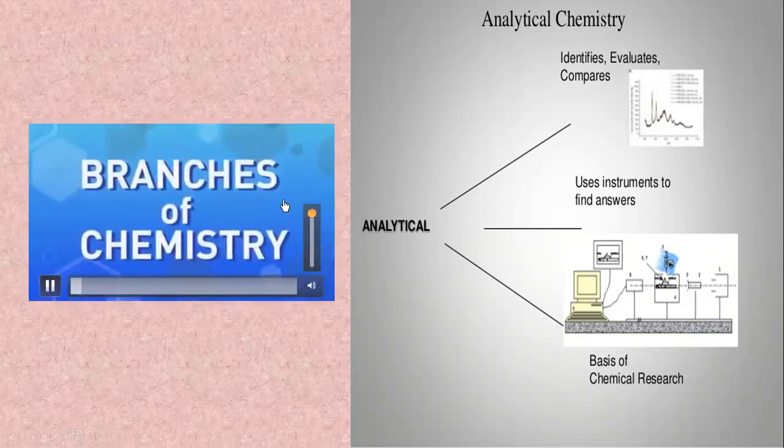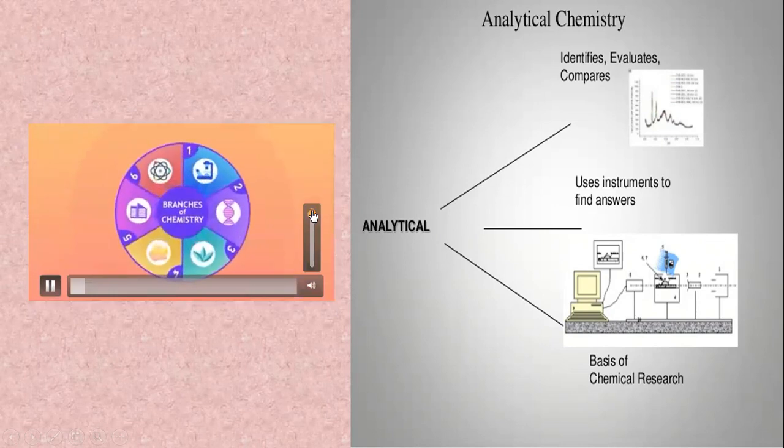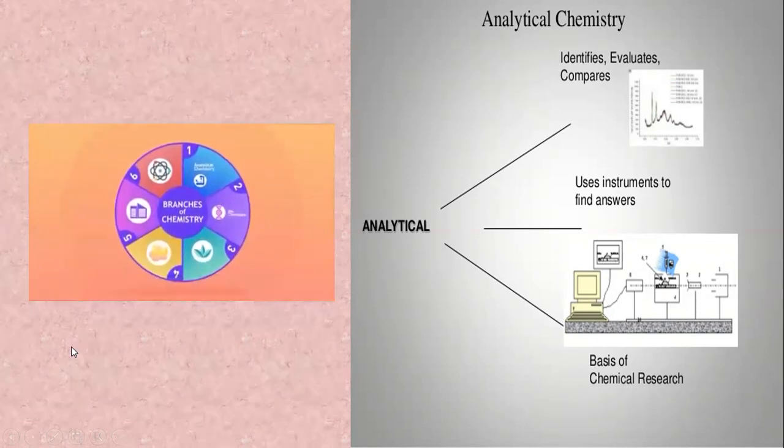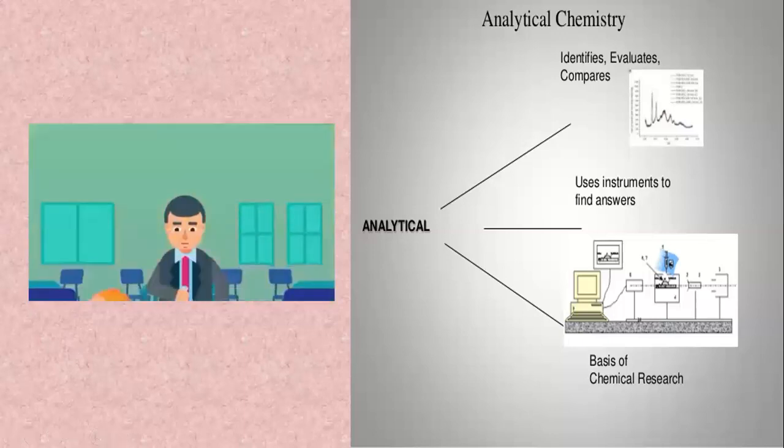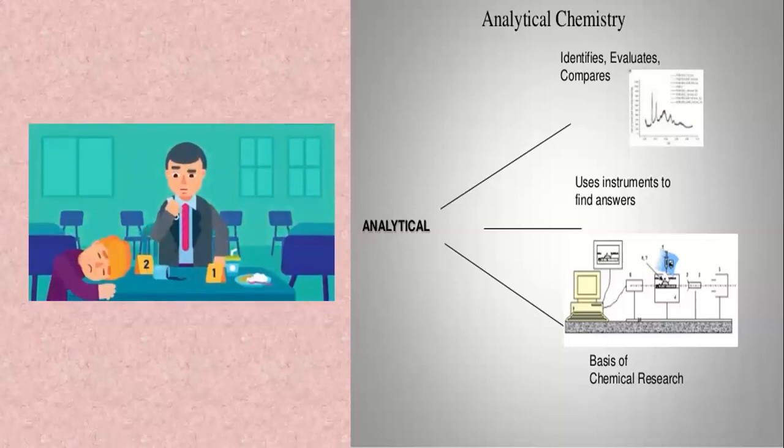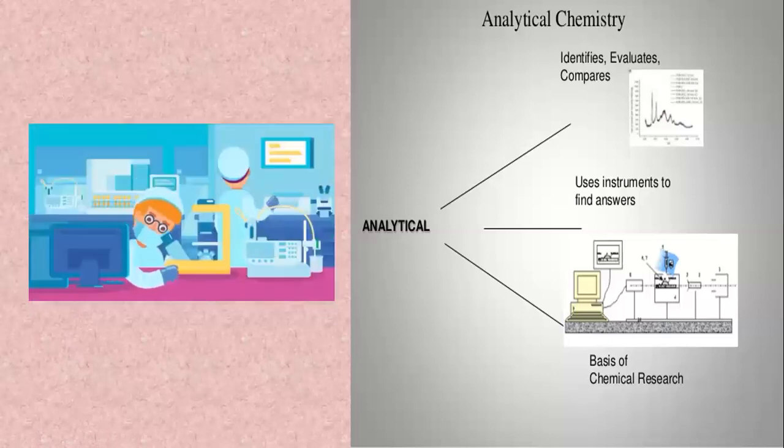Branches of chemistry. There are many types of chemistry. Here, we will discuss major types of chemistry and their uses. Ever watched a mystery series in which the detective recovers an unidentifiable sample from the scene of the crime and runs it through a series of tests? This is what comes in analytical chemistry.